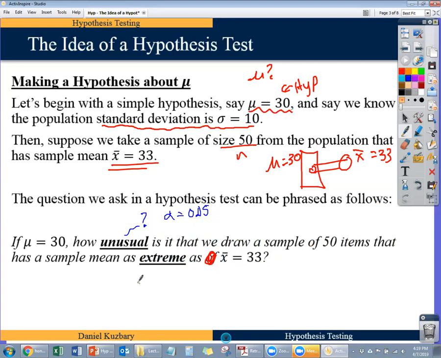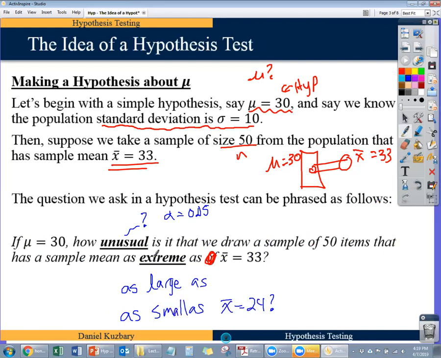So for instance, when we say extreme, we might mean as large as. For instance, how likely is it I get a mean as big as or bigger than 33? In a different case, I might say something is as small as, and then there'd be a number smaller than 30. So if I had x bar is equal to 24 or something in a different example, I might say as small as, not as large as.